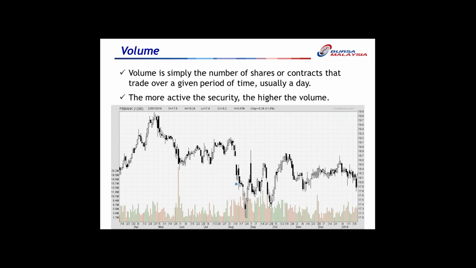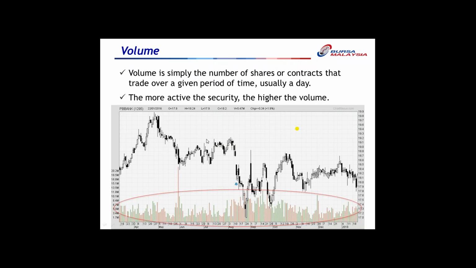If you look at this chart, the bottom is the volume. Alright? So in other words, if you look at this day, hang on, let me find my cursor. Okay, if you look at this day, you see there's a high histogram here, a bar here. It means that on that day, it has over 20 million transactions done on that day.